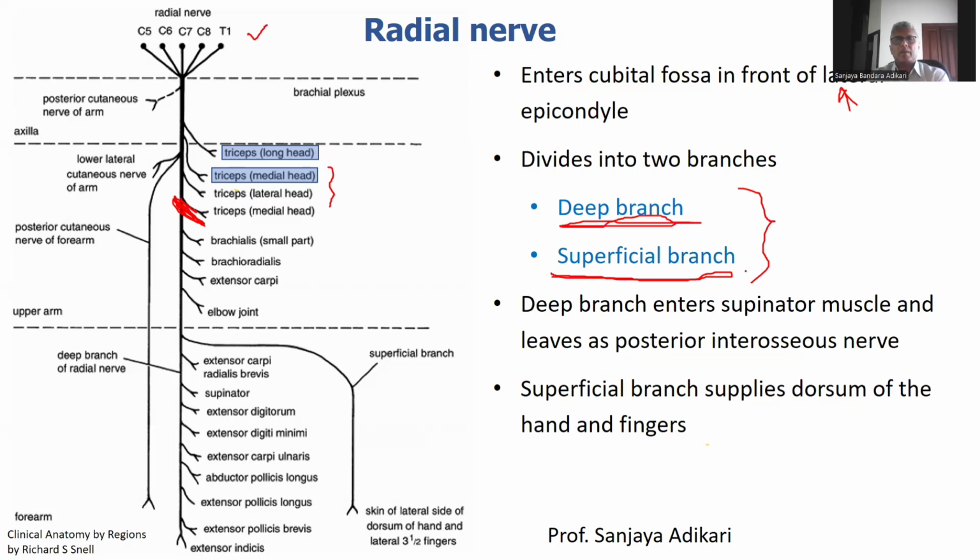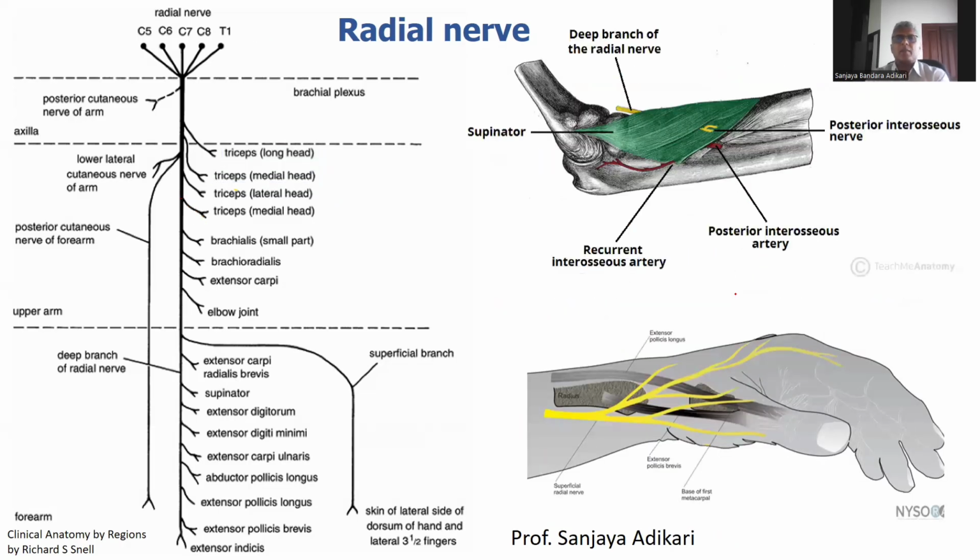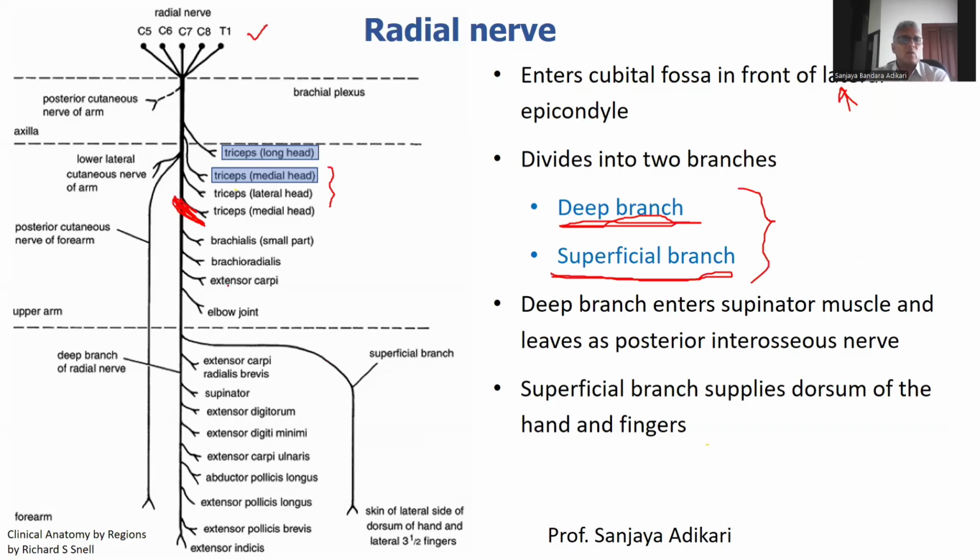So the deep branch enters the supinator muscle here. This is the deep branch. It enters the supinator muscle and supplies it. Now, before that, the radial nerve supplies the extensor carpi radialis longus here. Extensor carpi radialis longus is supplied before it divides into deep and superficial branches.